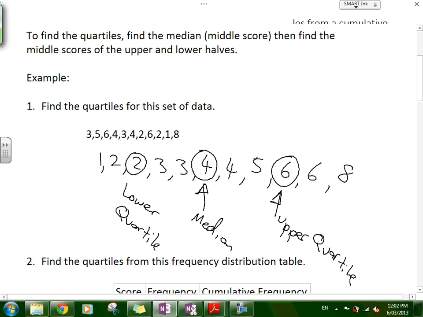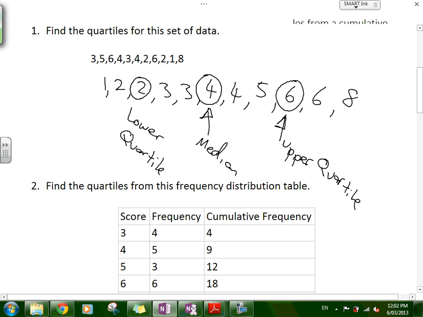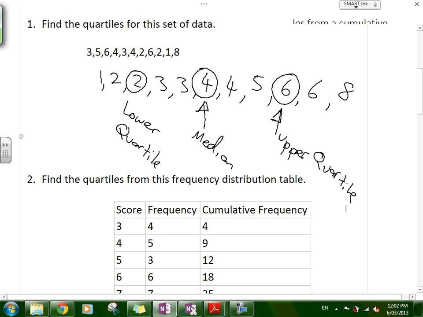Alright, so that's the way that we figure it out if you have a small set of data. You find the middle score, and then you find the middles of the 2 halves. Give me a sec to write that down if you would like to.